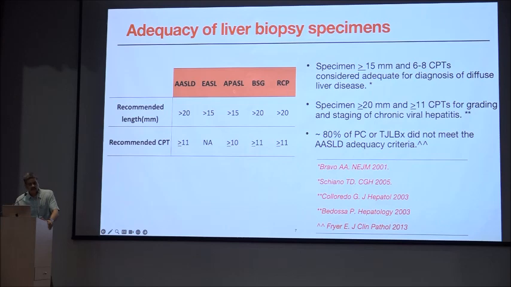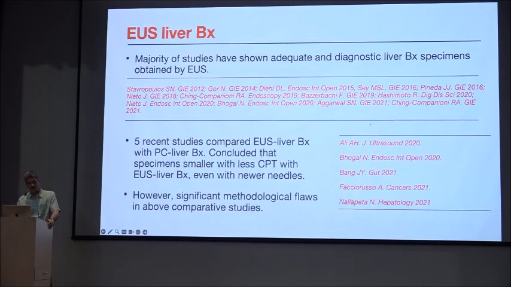So you basically need a liver biopsy of more than 20 or more than 15 mm, and you need CPTs more than 10 or more than 11. In general, if you are going to diagnose a diffuse liver disease, say steatosis or autoimmune hepatitis, you can get away with this criteria. But if you have to adequately stage and grade the fibrosis and inflammation in hepatitis B and C, then possibly you need a bigger biopsy of 20 millimeters and more than 11 CPTs.